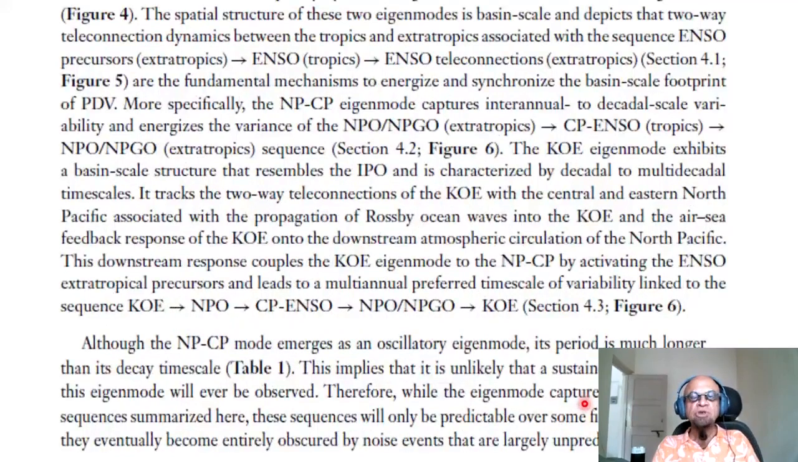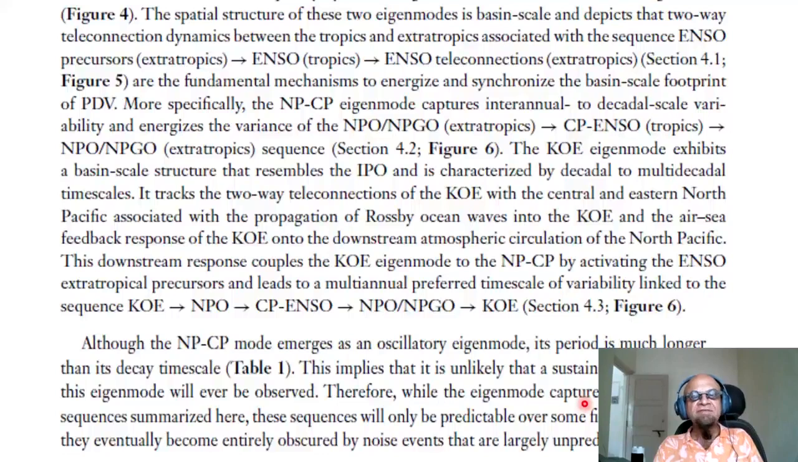The spatial structure of these two eigenmodes is basin scale and depicts that the two-way teleconnection dynamics between the tropics and extratropics associated with the sequence of ENSO precursors to ENSO in the tropics back through ENSO teleconnections to the extratropics are the fundamental mechanisms to energize and synchronize the basin scale footprint of PDV.